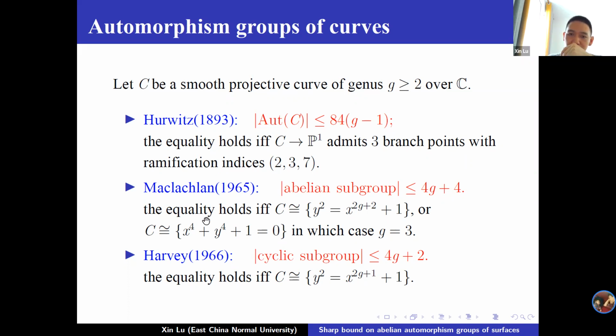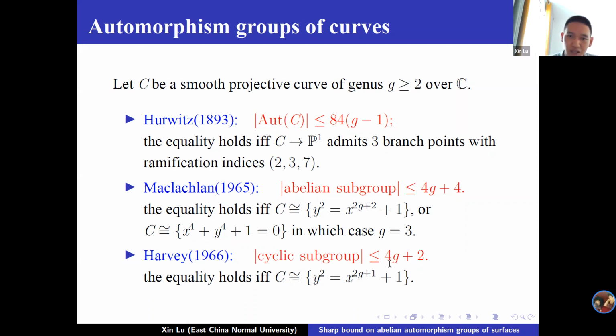For the second equality, if the curve admits an abelian automorphism group of size 4g plus 4, then the curve should be isomorphic to this hyperelliptic curve, or it is the Fermat quartic curve. Of course, in the latter case, the curve has genus g equal to 3. In the cyclic automorphism case, the last one, if the equality holds, then the curve should be isomorphic to this hyperelliptic curve.